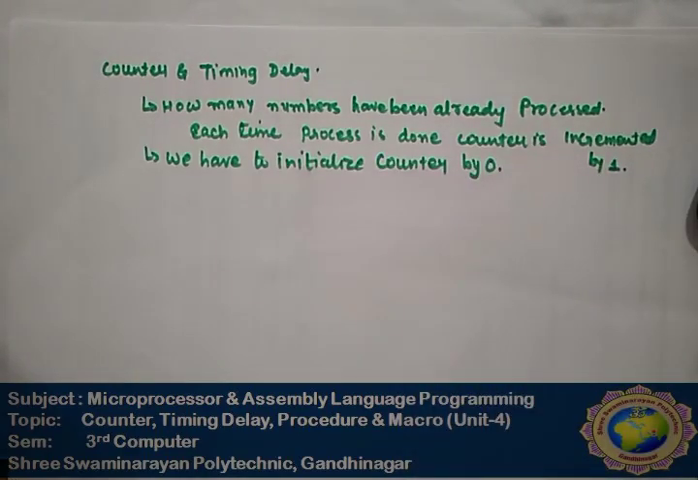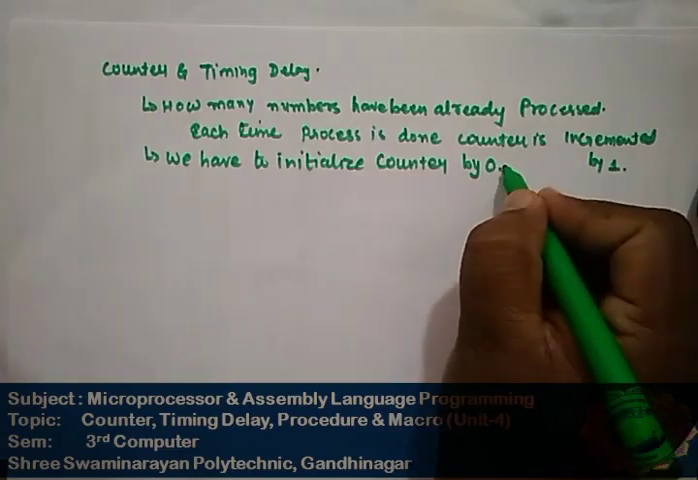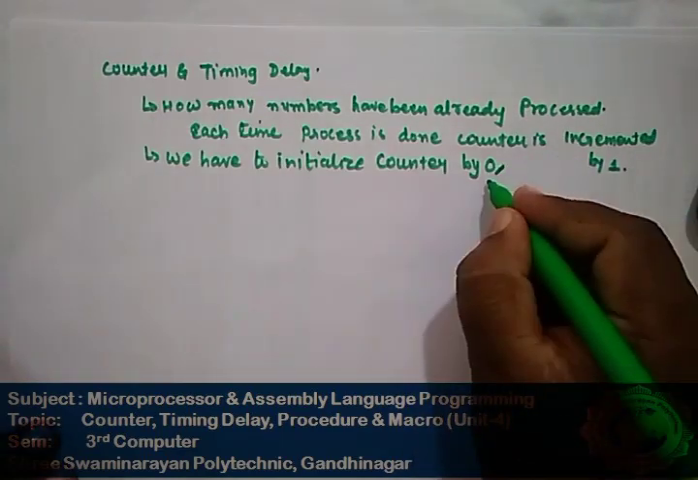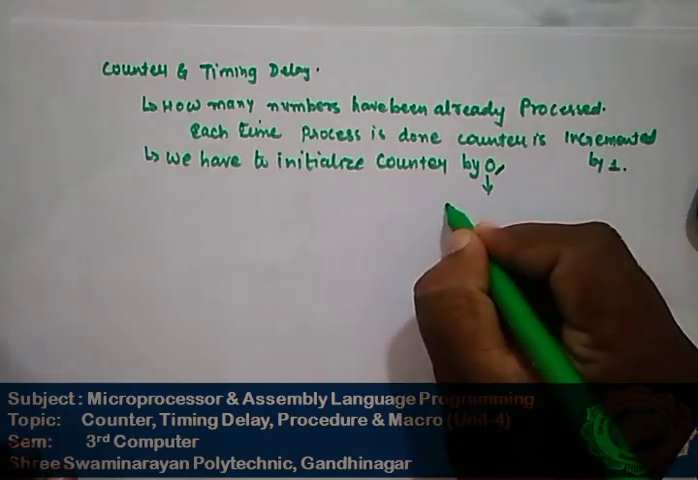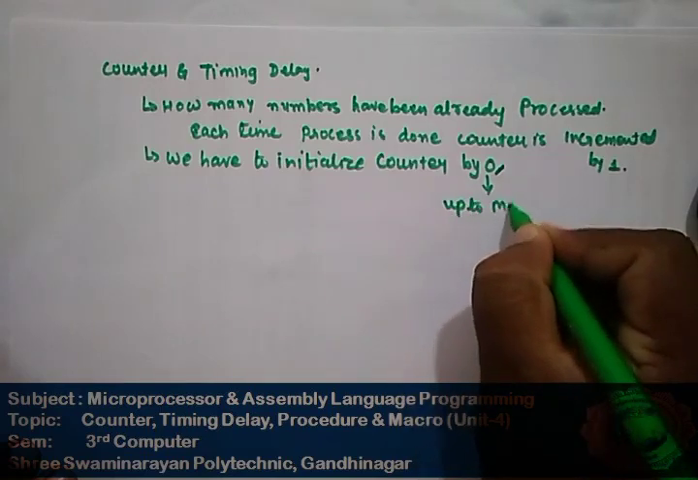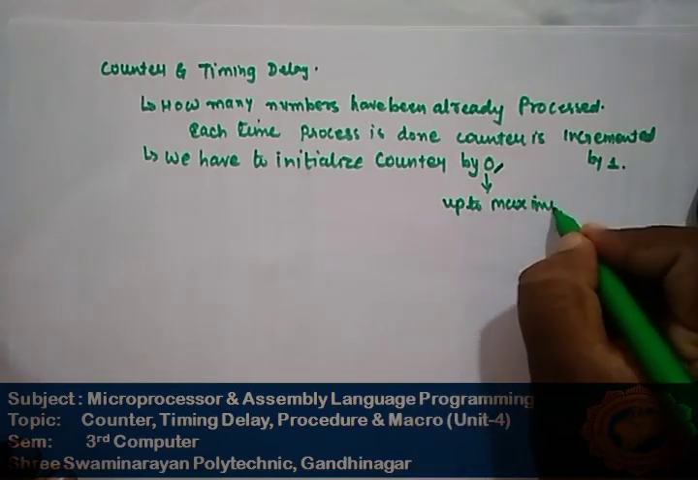Each time when a number is processed, the counter is incremented, and this process is repeated until the counter reaches the maximum value. If we have started with 0, it completes this process up to the maximum value.